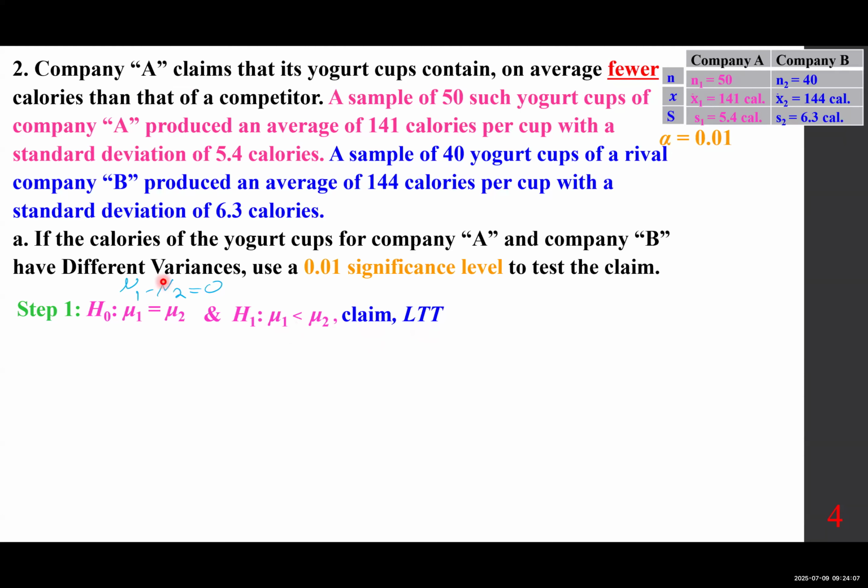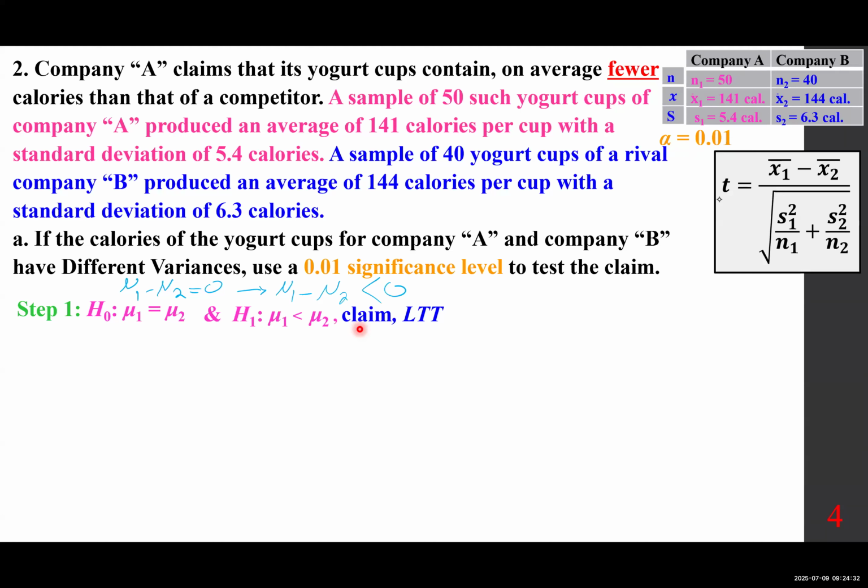If we were to write it in this fashion, the second part would become mu1 minus mu2 less than 0. Of course, that means the same. The next step is to calculate the test statistic. The test statistic, T, is x1 bar minus x2 bar over the square root of s1 squared over n1 plus s2 squared over n2. Again, that one is in the formula sheet.